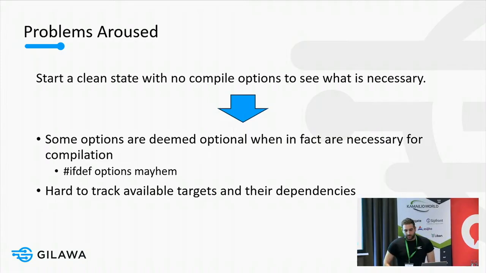Another problem we found was that it was hard to track the available targets from Makefiles. I had to make some Makefile adaptations so it can print all the targets, so I can really translate all of them into CMake.